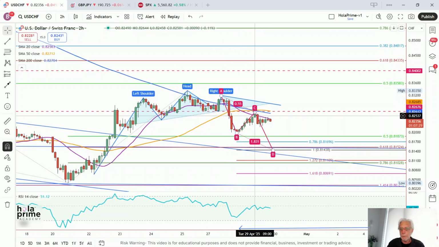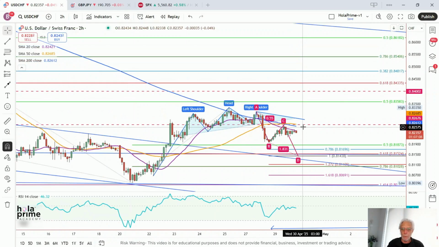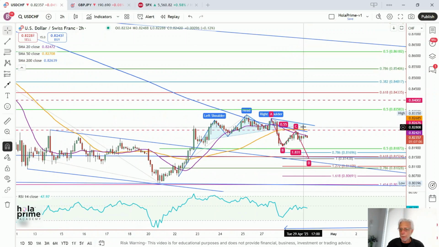Support becomes resistance. Now we have the potential for a turn down and a second leg down, which would create the CD leg of this potential ABCD pattern. That target's down here at 81.43. There's also a 61% retracement at 81.52. Nevertheless, there's some potential downside if there is a trigger and a setup that goes along with what you're looking at. So that is for the pound Swiss.